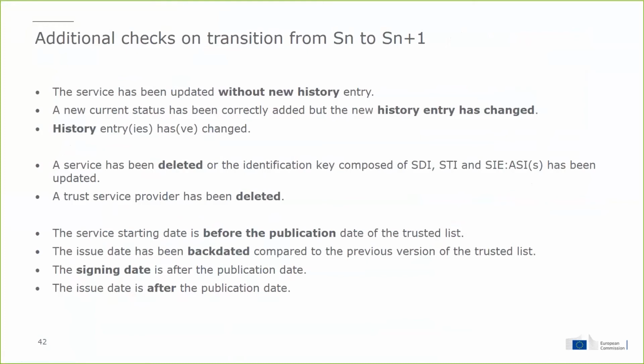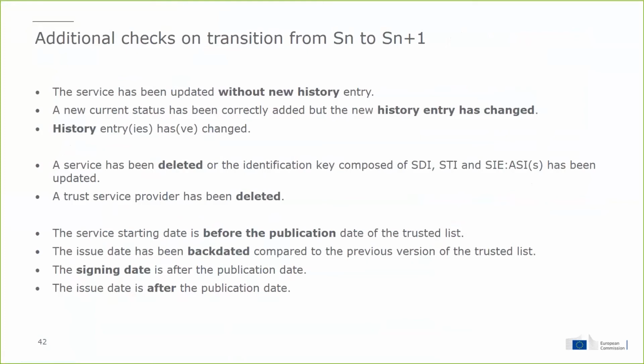It's completely impossible for TLCC, which is stateless. But by comparing an old version to the new version, we can detect that for some reason you modified the current status of the service without creating a new history entry. Another kind of manipulation of history: a new current status has been correctly added, so we detect that there is a new status in addition. There is a new historical entry that relates to the old current status, but for some reason the historical entry has been modified, which is also prohibited by the standard.